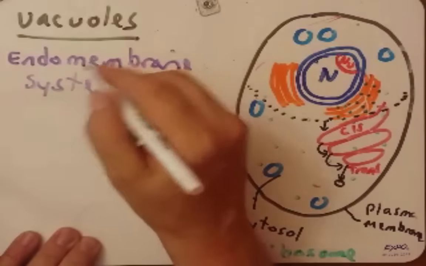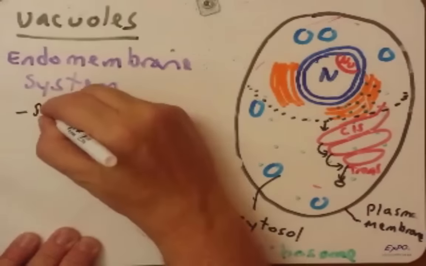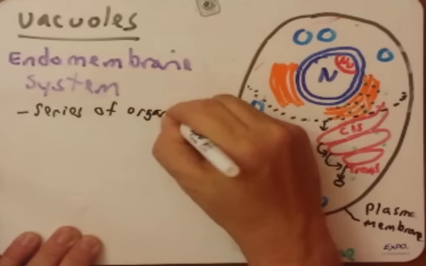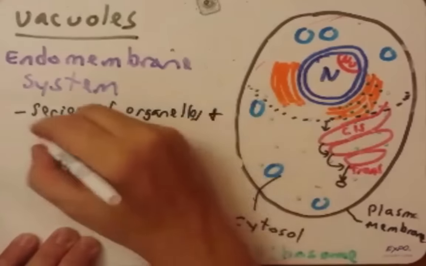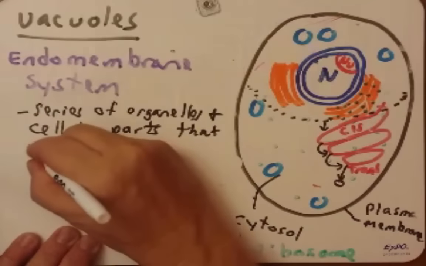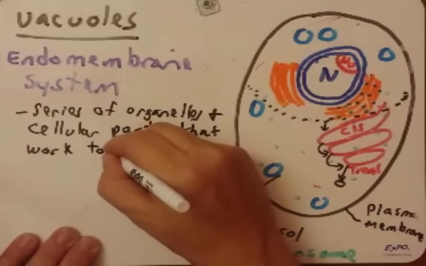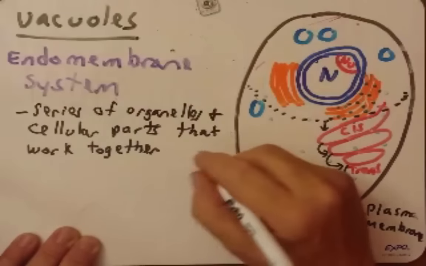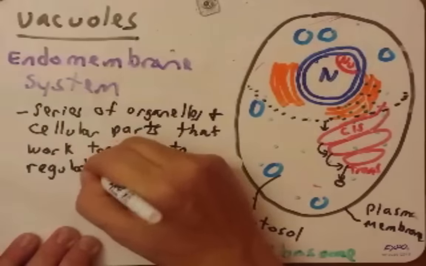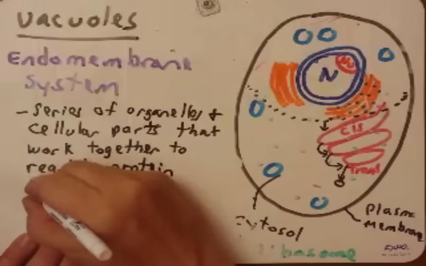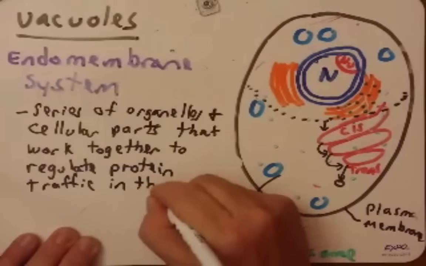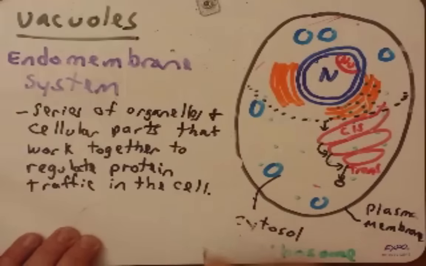We could think of the endomembrane system as a series of organelles and cellular parts that work together to regulate protein traffic in the cell. It does a few other things, but this is the most important thing for right now.